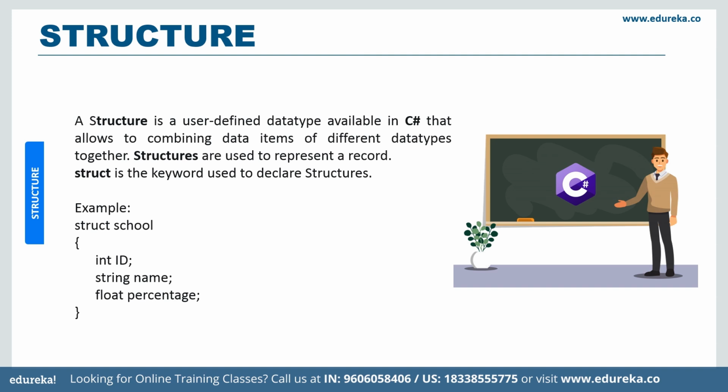The basic example of a structure is given below, which is declared using the keyword struct, and the name of the structure happens to be school. Inside the school, you have ID of integer data type, then you have the name, which is of string data type, and finally the percentage, which is a float data type. So all these keys belong to different data types and they are collected under one structure, that is school. So this is how structures work.